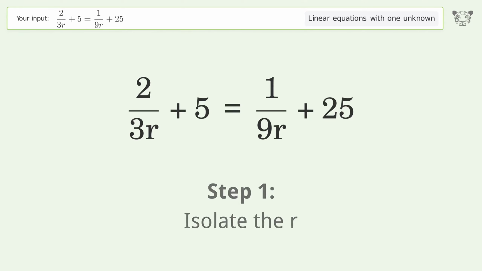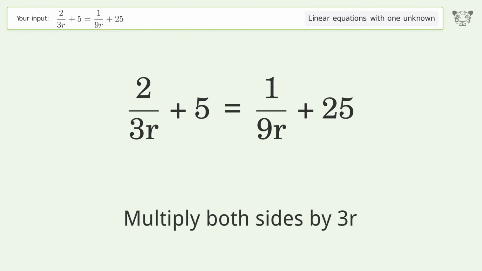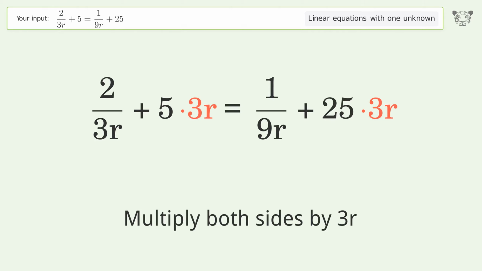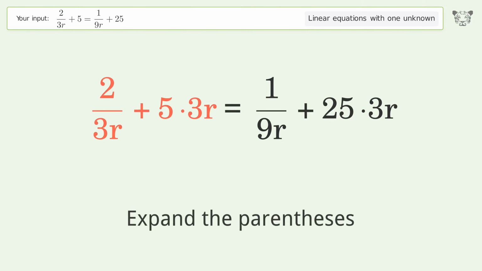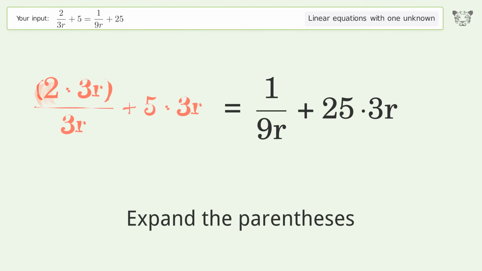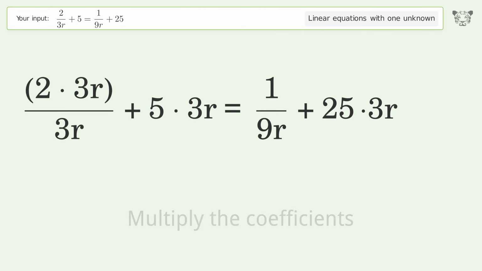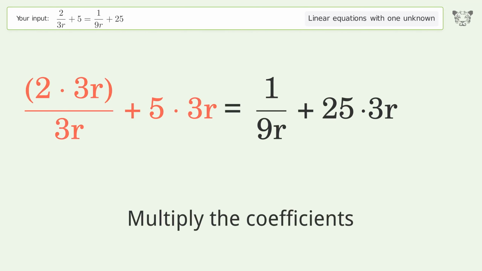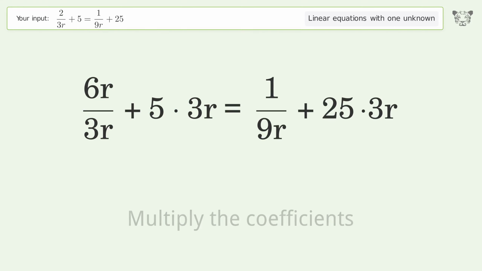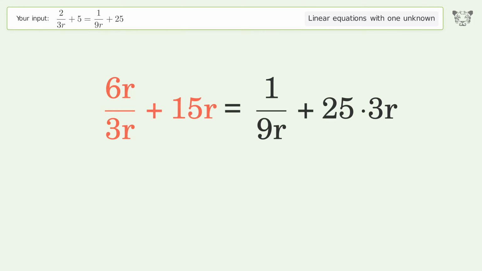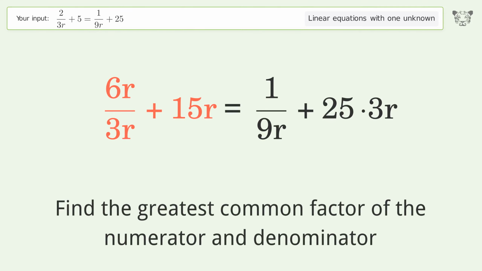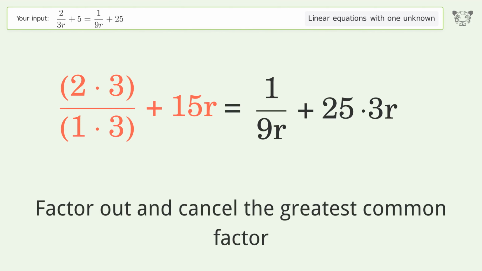Isolate the r. Multiply both sides by 3r. Expand the parentheses. Multiply the coefficients. Find the greatest common factor of the numerator and denominator. Factor out and cancel the greatest common factor.